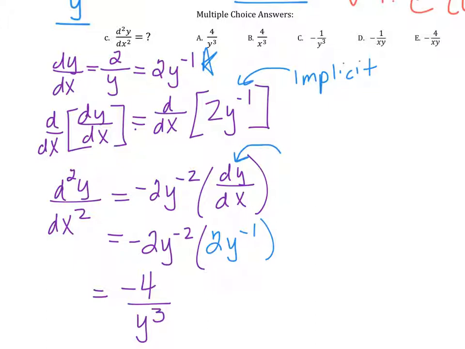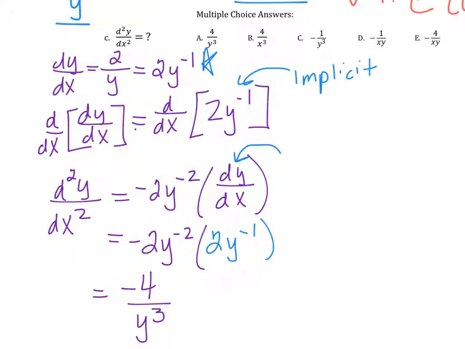Now look at your answer choices. Oh, A looks so close. B, C. Well, dang, I don't see my answer anywhere. So does that mean I messed up? Nope, I didn't mess up. They just want to make you work a little bit more. Here is my hint to you.